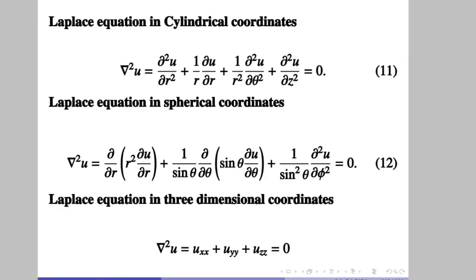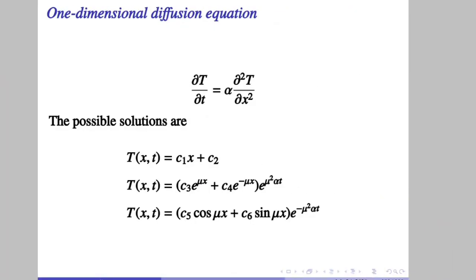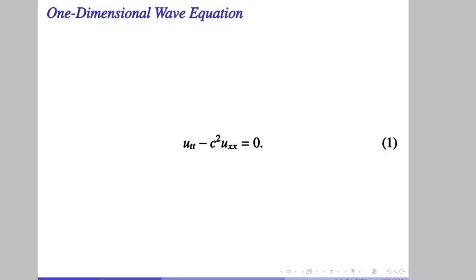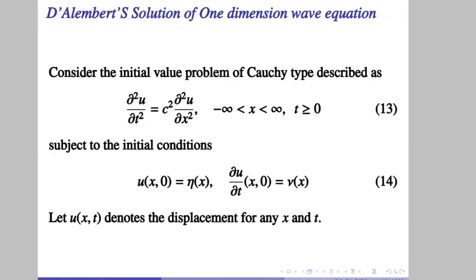The Laplace equation in cylindrical coordinates, in spherical coordinates, and in three-dimensional coordinates. This is the one-dimensional heat equation, and the possible solution is this. Then the two-dimensional diffusion equation, the diffusion equation in cylindrical coordinates and the diffusion equation in spherical coordinates.